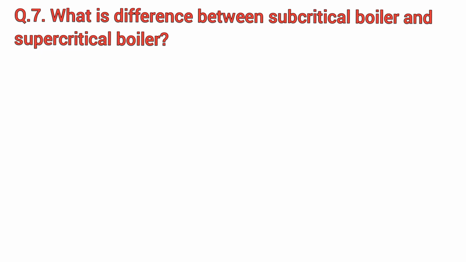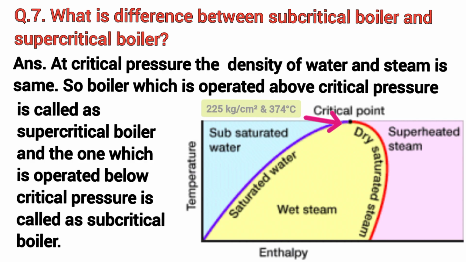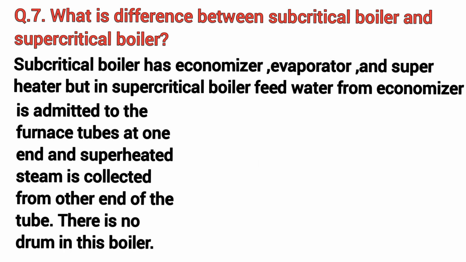What is the difference between subcritical boiler and supercritical boiler? At critical pressure the density of water and steam is same. So boiler which is operated above critical pressure is called as supercritical boiler, and the one which is operated below critical pressure is called as subcritical boiler.